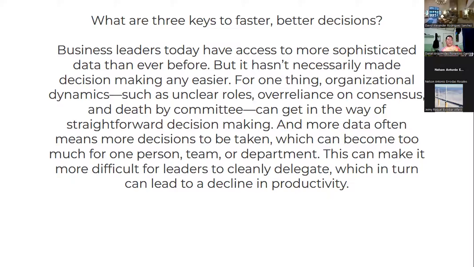And over-reliance is when you trust too much on consensus and death by committee, meaning that you trust too much in the archaic way of making decisions. That we get together and we decide, but sometimes it's not the correct decision, right? Even when we are a lot of people there specialized in one field. And then it says, and more data often means more decisions to be taken, which can become too much for one person, team, or department. This can make it more difficult for leaders to clearly delegate, which in turn can lead to decline in productivity.